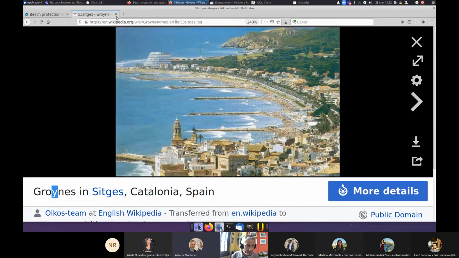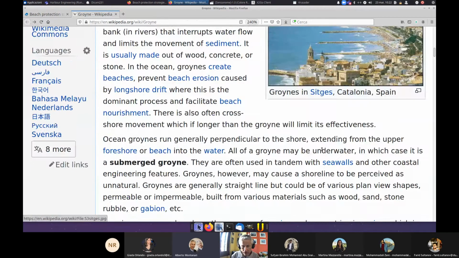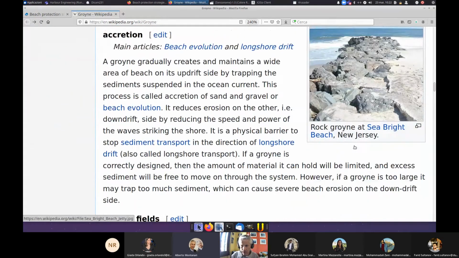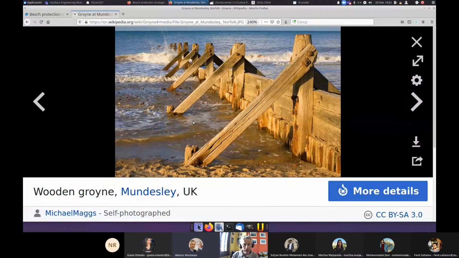Now let me go back. Let me close this figure and see if there are other figures here, because this is a groin perpendicular to the shoreline again, but this is not a very nice picture. This is a wooden groin. Groins can be made of wood, of concrete, or of boulders. In particular, wooden groins are environmentally friendly, and they are frequently used. Of course, they need to be maintained and replaced when needed.